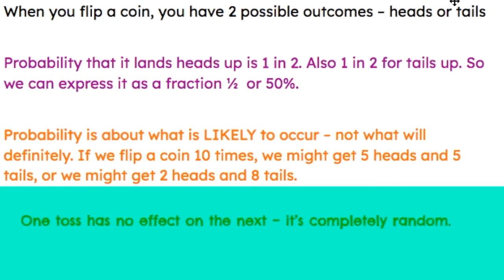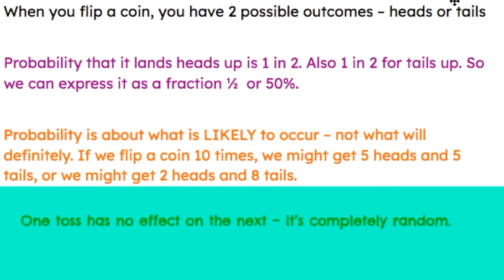So when you flip a coin, just a reminder, because we talked about this today, you have two possible outcomes. It's either heads or it's tails. The probability that it lands heads up is 1 in 2. We can also say that as 1 in 2 for tails up, and we can write it as a fraction, 1 out of 2, or 1/2, which also equals 50%. The probability is about what is likely to occur, not what will necessarily or definitely happen.